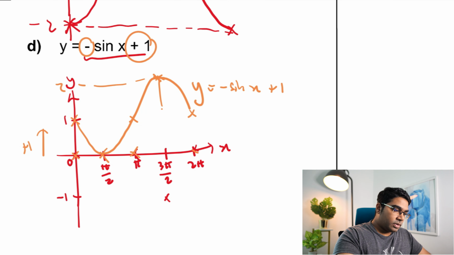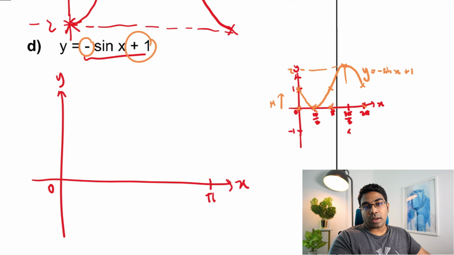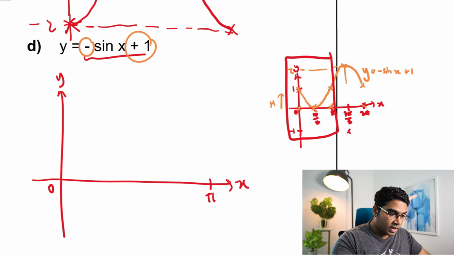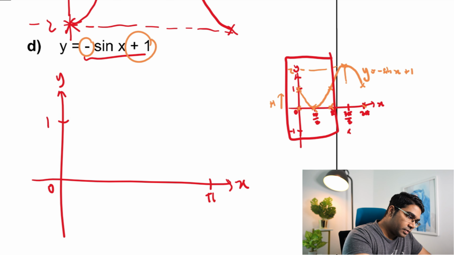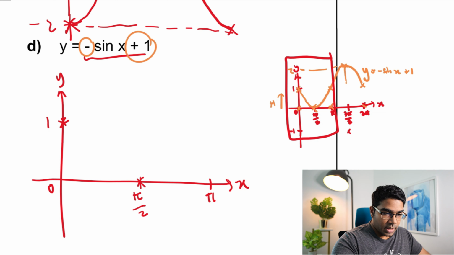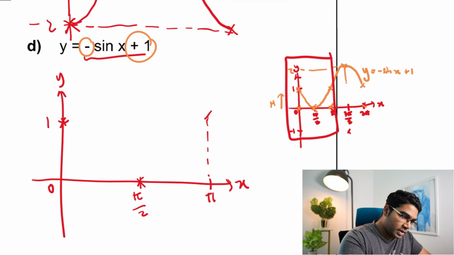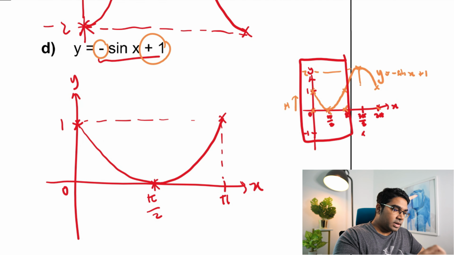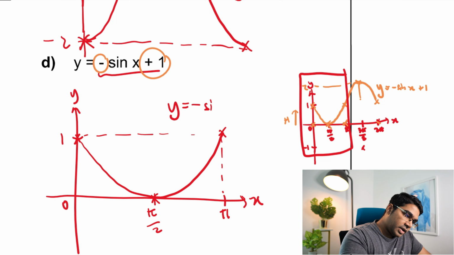And now we answer the question. We only have to mark our important points until pi, so we are only going to take this portion of it. So 0 to pi. We have 0 is 1. And then we have pi over 2, which is 0. And then we have pi is 1. So this is our graph. We're going down here, and then we go back up here. This is a graph of y equals negative sine x plus 1 for the range of 0 to pi.